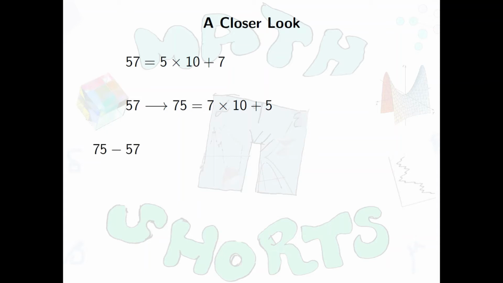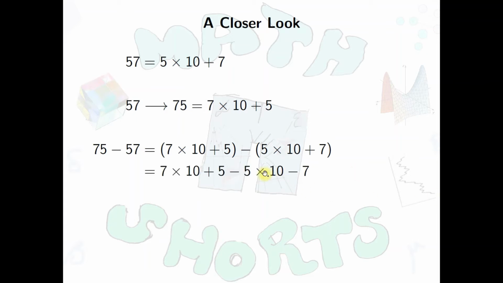So the difference between 75 and 57 is going to be the difference between these two expressions. Now, we can use a little bit of algebra and drop our brackets, keeping in mind that we're subtracting everything in the second bracket, so it's going to be minus 5 times 10 and minus this 7 as well. And now, if we look closer, we see that there's going to be a couple of terms that actually have a times 10. And we can group these things together. We've got a 7 times 10 and a minus 5 times 10, so I can rewrite that as 7 minus 5 times 10.